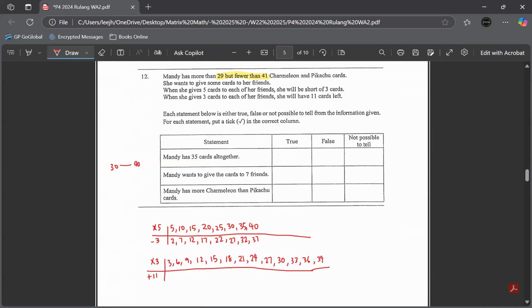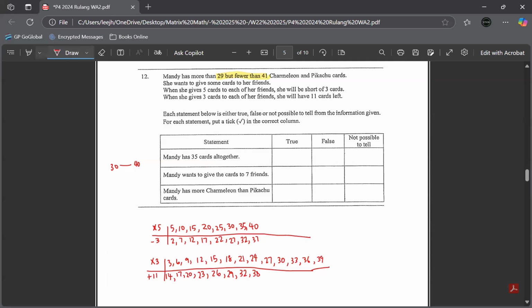Okay, plus 11 here. So here is 14. This is 17. This is 20. 12 plus 11, 23. 15 plus 11, 26. 18 plus 11, 29. Then 21 plus 11 is 32. This 24 plus 11 is 35. Okay, I stop here because it's until 40.